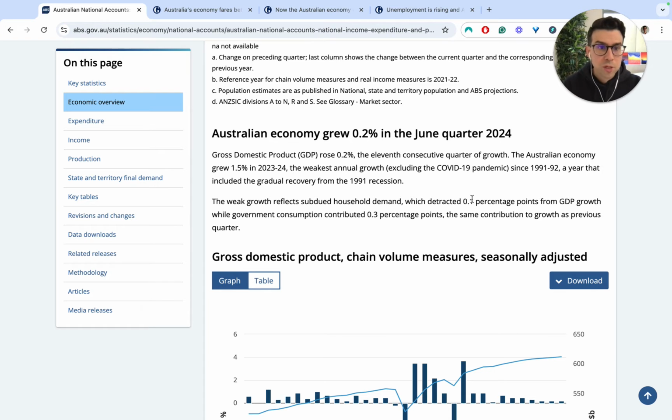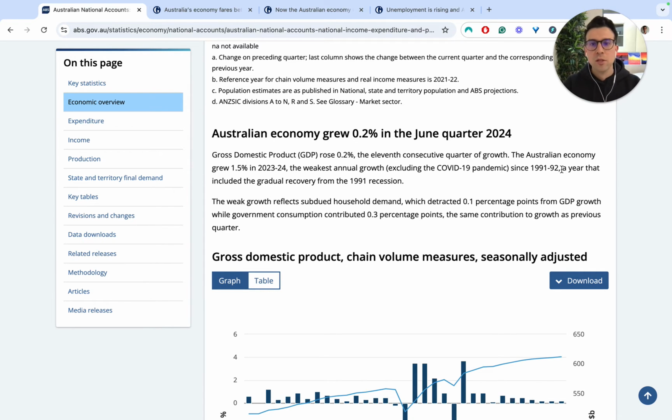Now, to put this in context, the 1.5% that we've seen over this financial year, the ABS says it's the weakest annual growth, excluding the pandemic, since 91-92, right? Now, note, that was a year that we were coming off the back of a recession. So in other words, if we place this current economic growth in context, it's one of the worst economic growth figures that we have seen outside of COVID in almost 30 plus years, basically.